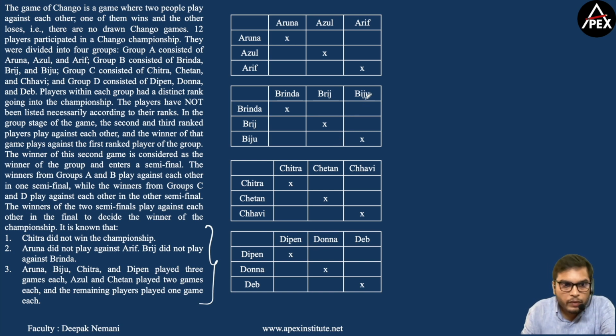Now let's see how. Chitra did not win the championship, so Chitra is not the champion. Aruna did not play against Arif, so we do not have Aruna playing against Arif. Briz did not play against Brinda, so Briz did not play against Brinda. Perfect. Aruna, Biju, Chitra and Deepen played 3 games each.